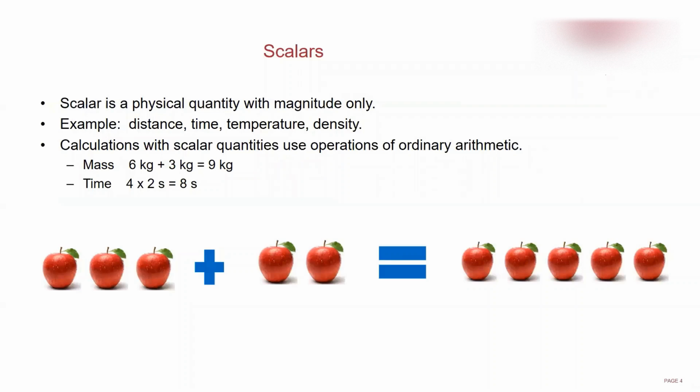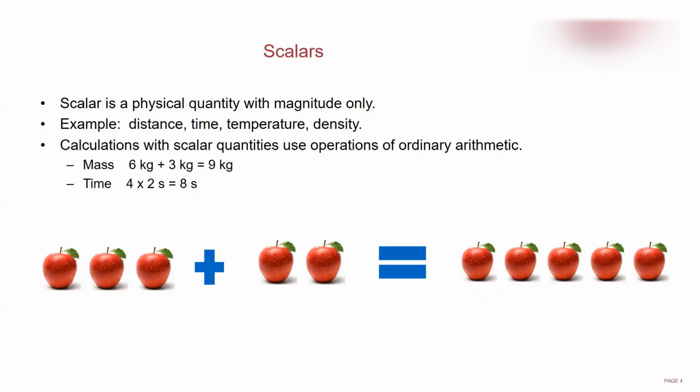Let's start with scalars. A scalar is a physical quantity with magnitude only. Examples: distance, time, temperature, density. When we are presenting these quantities, we just include the magnitude. There is no direction. And when we are doing calculations with scalars, we follow general ordinary arithmetic.